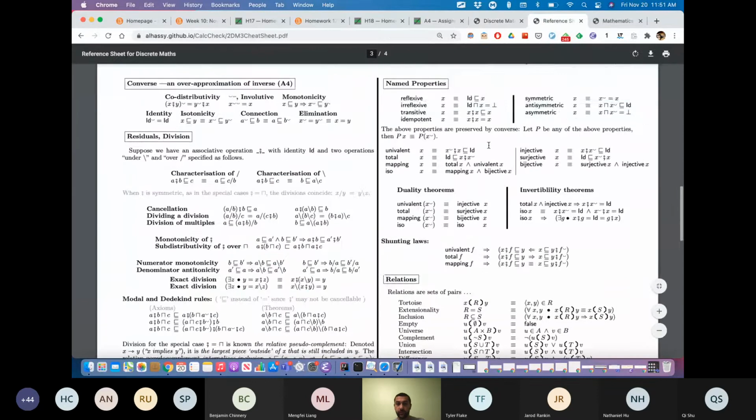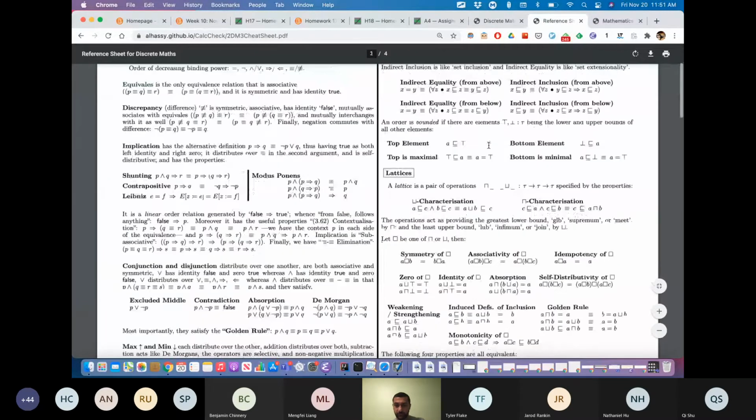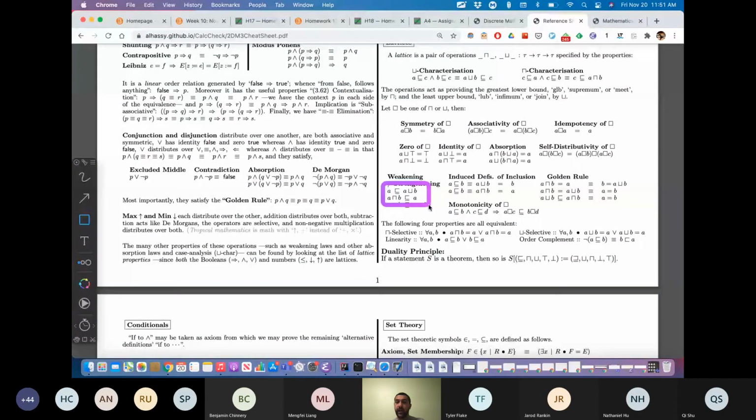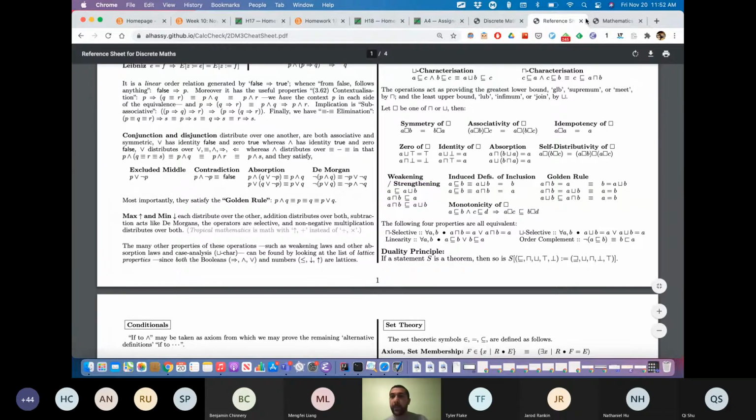Just to bring them up again, it's these weakening rules that you've seen before. A and B is contained in A, and A is contained in A or B. These are rules you have seen before. Okay, all right, excellent. Please continue to ask more questions.